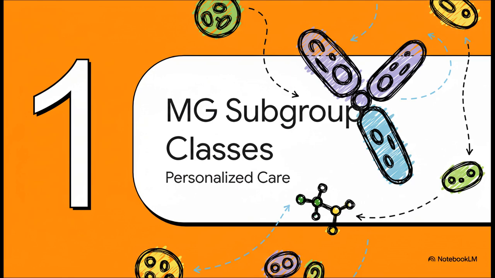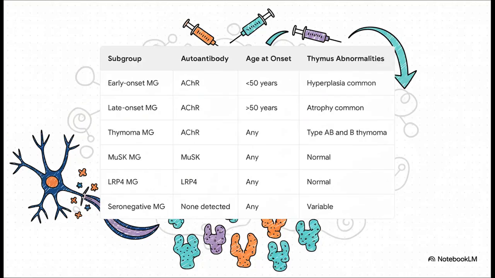Getting your patient's management plan right hinges on correctly classifying their disease subtype from the get-go. This is the foundation that guides your entire diagnostic and therapeutic strategy. Now, these aren't just some academic labels on a chart. You have to think of each subgroup as its own distinct entity. They have different underlying mechanisms, and that explains why they present so differently, and more importantly, why they respond so differently to our treatments. For instance, you see thymic problems all the time in acetylcholine receptor or AChR positive disease, but it's pretty much absent in muscle-specific kinase or MuSK-MG.